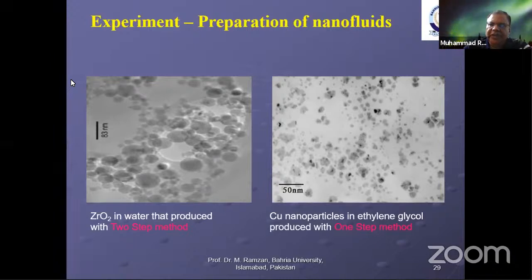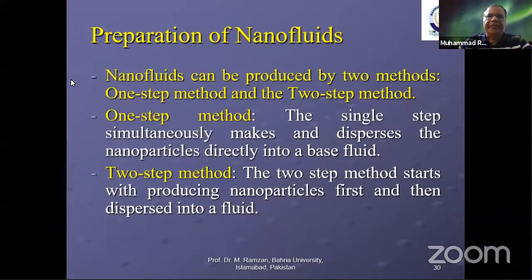Use of surfactant, non-covalent functionalization of nanoparticles, control of pH, and sonication are some primary approaches for increasing the stability of the nanofluids. Now, nanofluids, as I told earlier, can be produced by two methods. The first one is the one-step, and the other one is the two-step. In the one-step method, a single step simultaneously makes and disperses the nanoparticles directly into the base fluid. Both are done at the same time, the preparation of the nanoparticles and the mixing with the fluid. But in the two-step method, first we produce the nanoparticles and then we disperse them into the fluid. It's a two-step process: first making, and then dispersing.